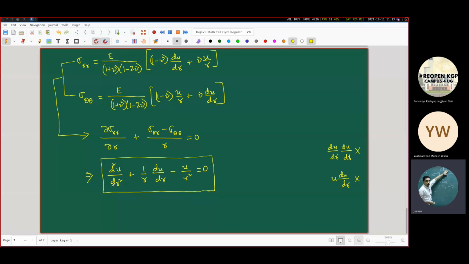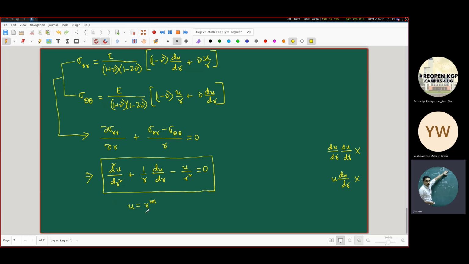You see, here there is a second order derivative. Here there is a first order derivative, but there is additionally a 1 by r present. And here there is no derivative, but there is a second order reduction through this divided by r square present. So it is our guesswork, a very educated guesswork, that we can say that the general form of the solution will be like this: u is equal to r to the power m.